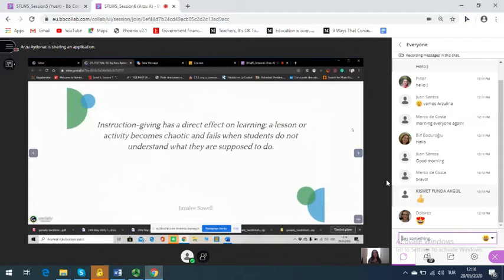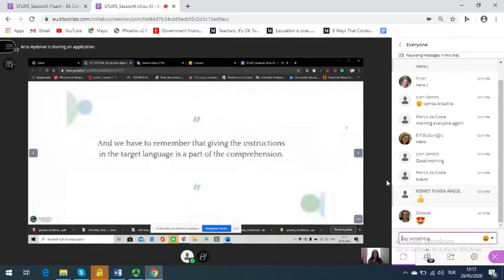The instruction giving has a direct effect on learning. I started to search, read more and more about the instructions, and it was challenging for me to see that if it's a new activity, it becomes chaotic, and if it's not working, it fails, and students, when they don't understand what they are supposed to do, instead of having fun, it can be a chaotic lesson. So this is important. The instruction giving is a huge, important part.